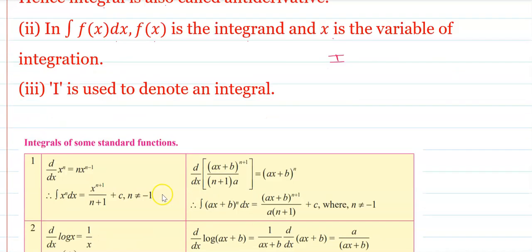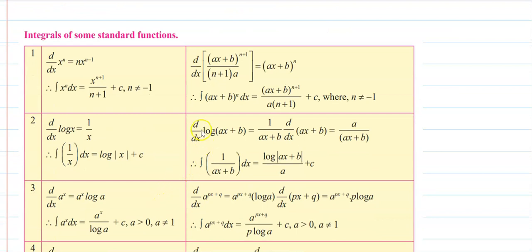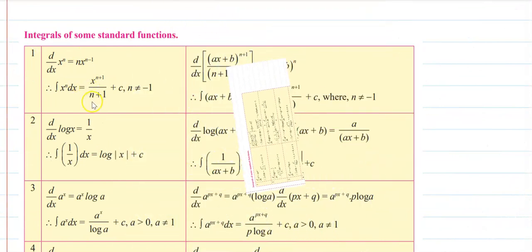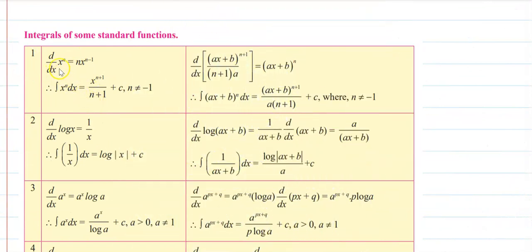Okay. Now the next. See this. This is a very, very important list of formulas. Okay. List. Derivative of x raised to n is equal to n into x raised to n minus 1. Derivative of x raised to n is n into x raised to n minus 1. And hence, integral of x raised to n into dx is equal to x raised to n plus 1 upon n plus 1. You may say the integral of n into x raised to n minus 1 is x raised to n. Then where did this n go?